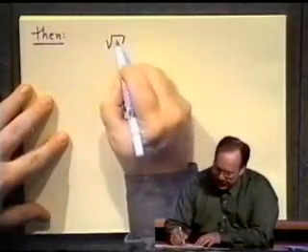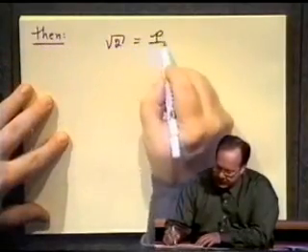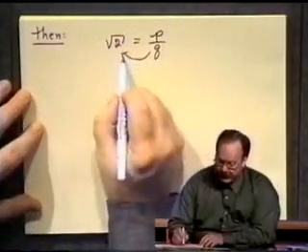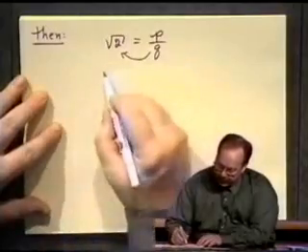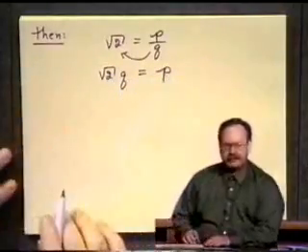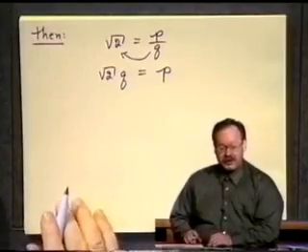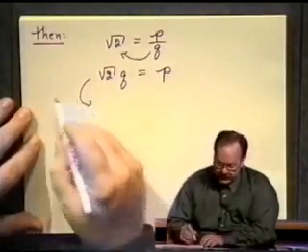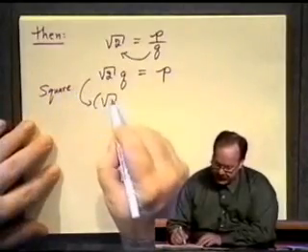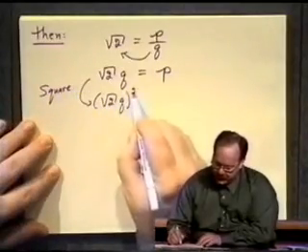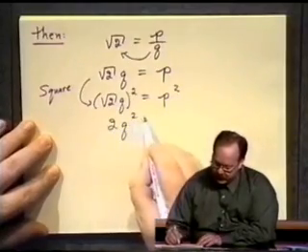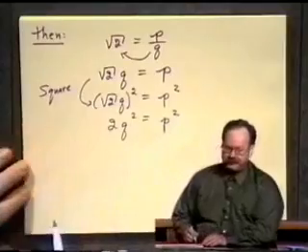Let's just write down what we've got. We've got square root of 2 equals p over q. Well, one thing I can do is multiply both sides by q to bring the q up. So I have square root of 2 times q is equal to p. Now I don't like the square root symbol, so I can square to get rid of that. So if I square both sides, I have square root of 2 times q squared is equal to p squared. On the left, I get 2q squared is equal to p squared.